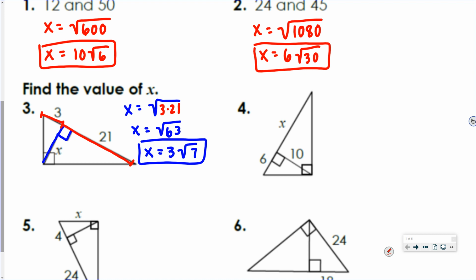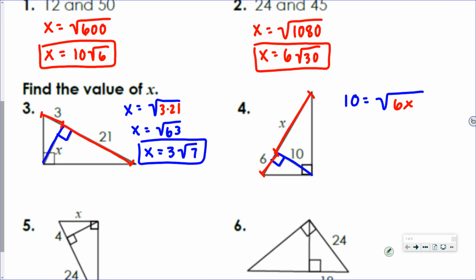Number 4 is very similar. The only difference here is I know the length of the altitude. The altitude is 10. We know it's still the geometric mean of the 2 segments it splits into. So it splits into 6 and x. So I'm going to write that as 6x. Okay, we did a couple like this in class because I said don't let this throw you off. Think of this as an equation with 2 layers around your variable.